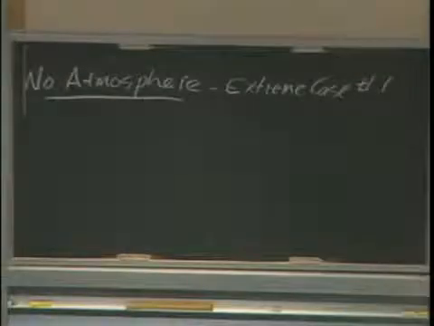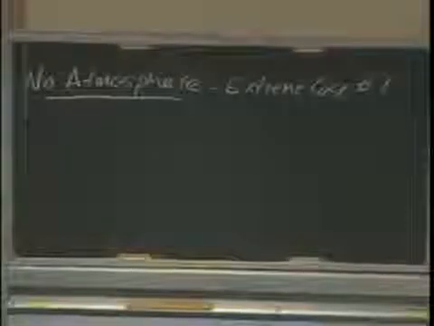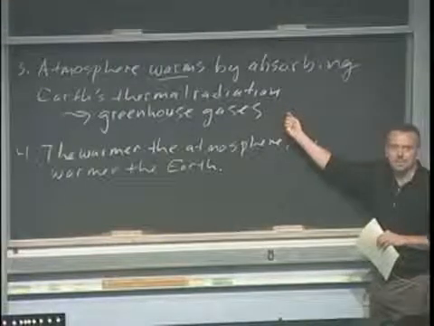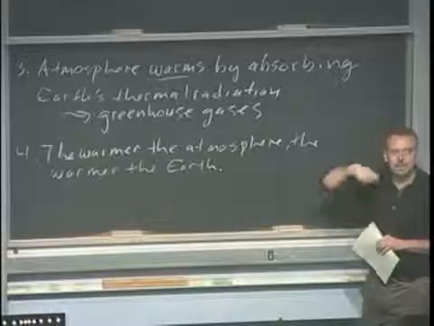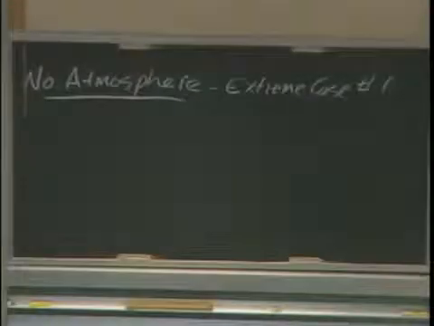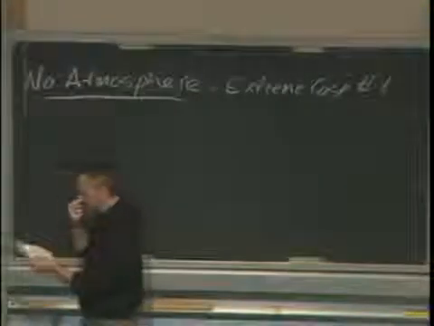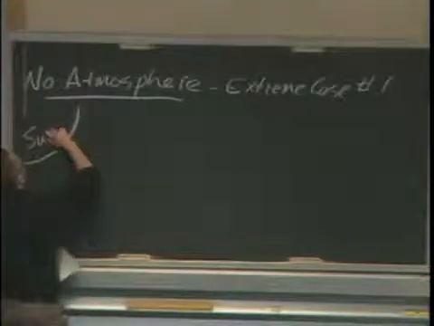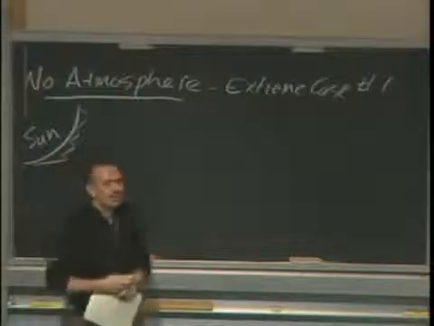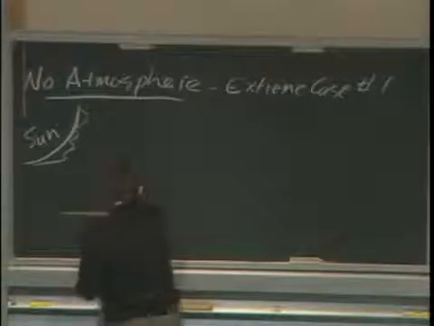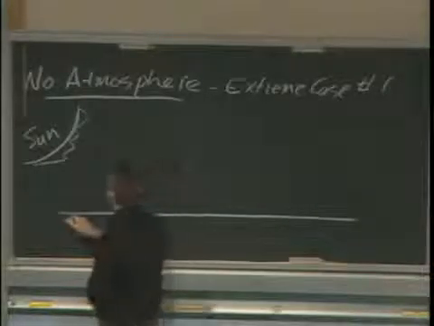Okay, so this is the case of what the temperature of the Earth would be if we had no atmosphere whatsoever. So if we have no atmosphere, then there's nothing there to absorb the infrared radiation. In this case, the Earth would heat up by absorbing sunlight, and then it would cool off by emitting its thermal radiation, and there would be no atmosphere to affect what that final temperature of the Earth is. So let's look at some of these numbers. So here is the sun shining down on the Earth. Let's draw the Earth down here.